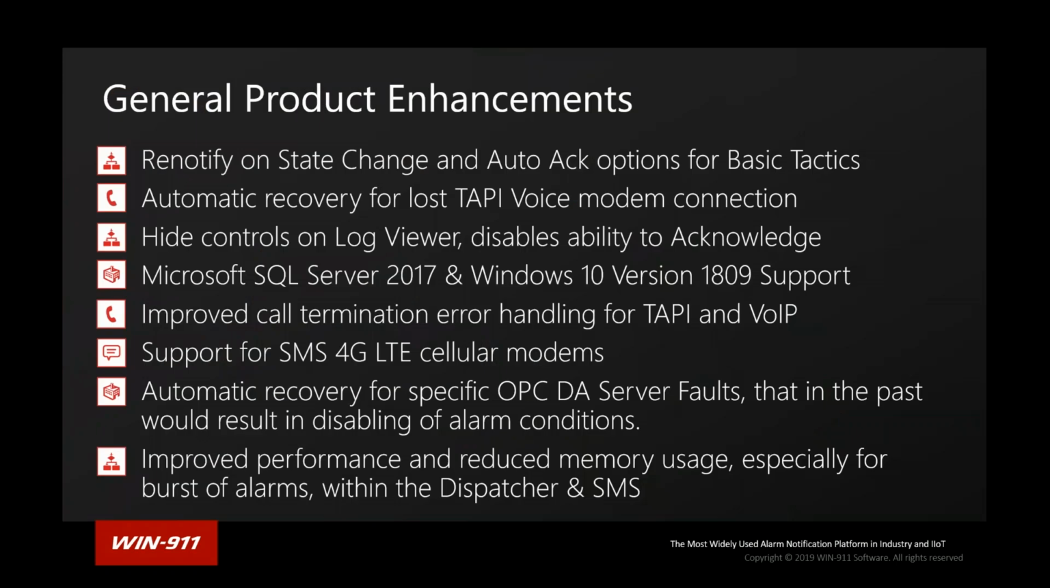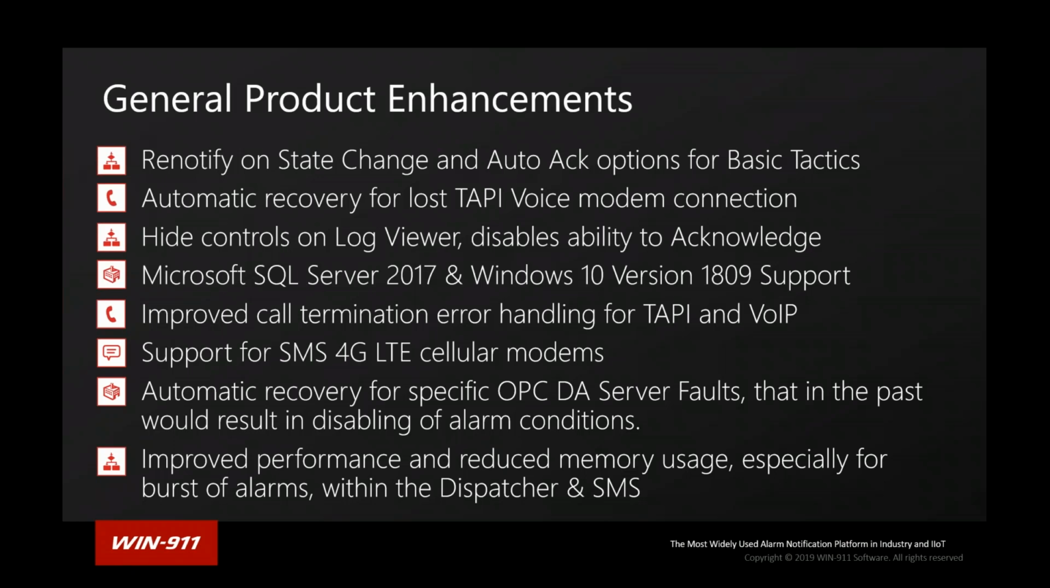So we'll dive into some of the general product enhancements that we've made over the past year or 18 months. One feature we added that I think benefits a lot of our WIN-911 Standard and Interactive license users is some additional functionality that at one point was only available at our highest level software package, WIN-911 Advanced. And that is the option to enable or disable a re-notification on state changes. That's one of them. The other one is being able to utilize an auto acknowledge.